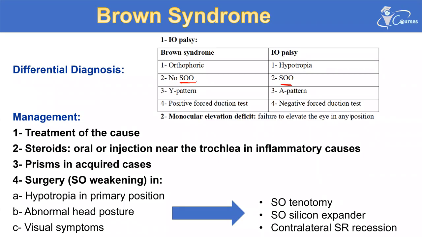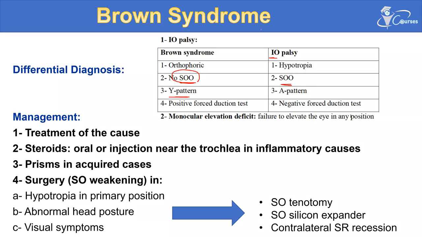So as a result that there is no superior oblique overaction, the pattern will be just a Y pattern. There will be just abduction in elevation. That's it. But for patients with inferior oblique palsy, since there is superior oblique overaction, this will result in an A pattern. There will be increasing abduction, or increasing exotropia, on down gaze, resulting in an A pattern.